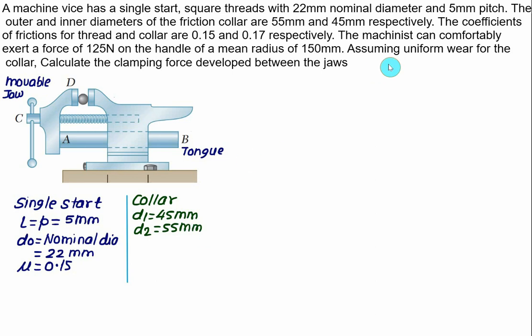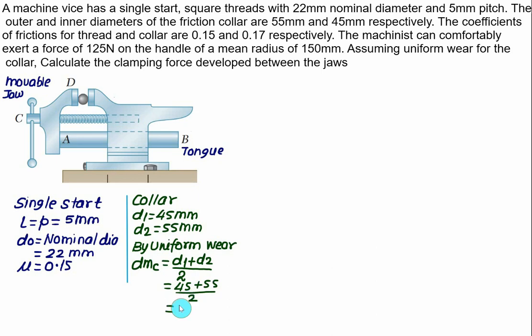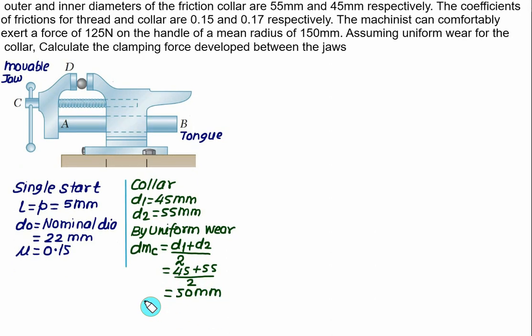And we have to apply here the uniform wear theory. According to the uniform wear theory, the mean diameter of collar is (D1 + D2) / 2. So we have (45 + 55) / 2, which is 100 / 2, equal to 50 mm. Therefore, the mean radius of collar will be the diameter of collar divided by 2, which is equal to 25 mm. And we have to take the friction coefficient for collar, that is the value of mu c, as 0.17.